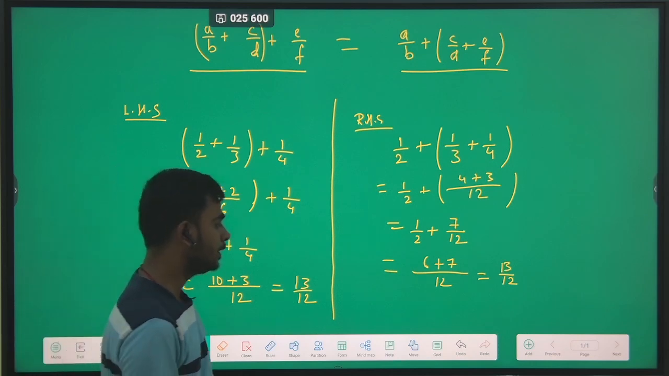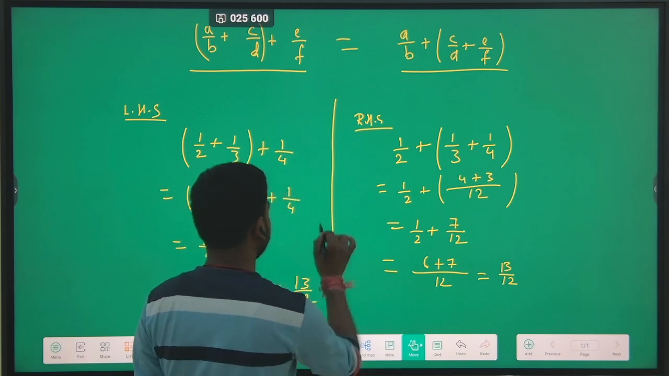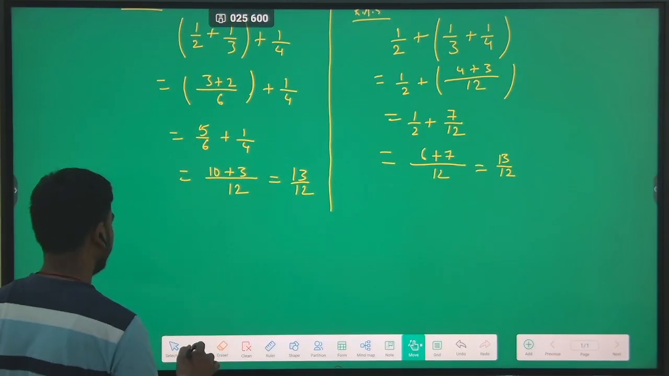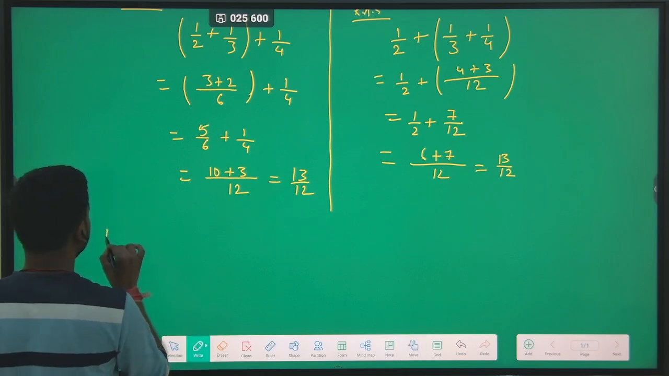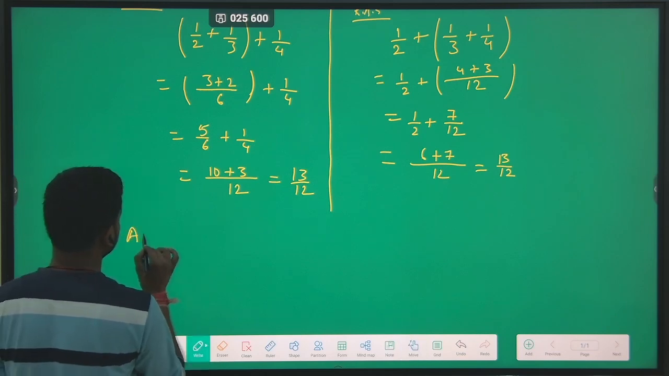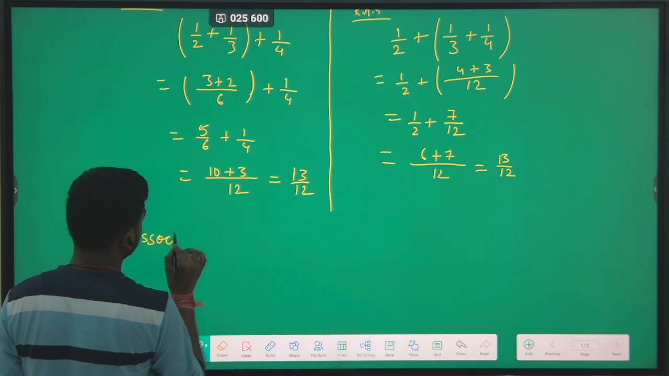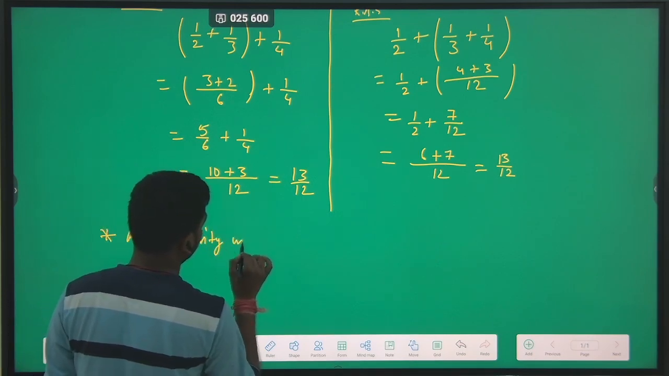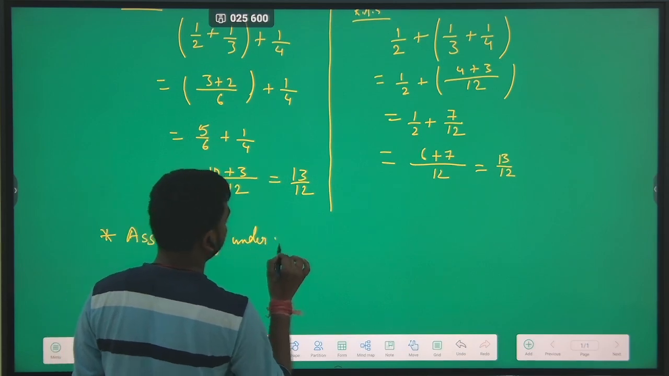Okay. Now moving to our next part, associativity under subtraction.